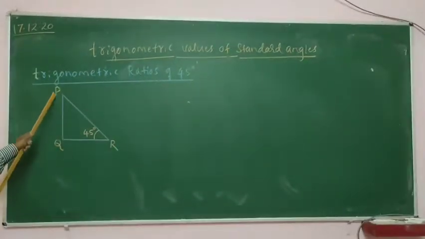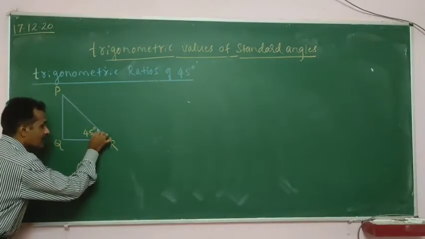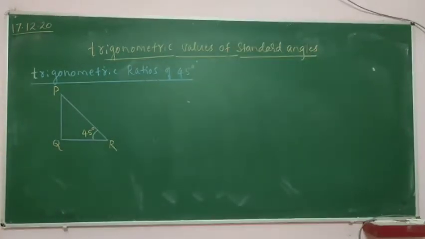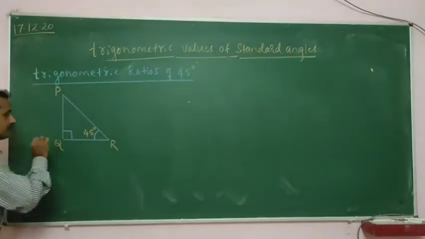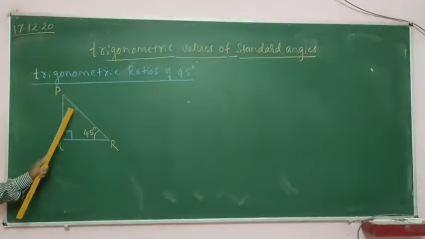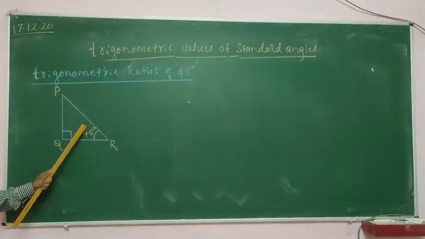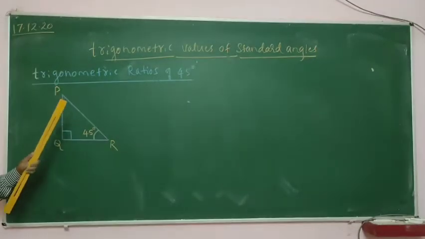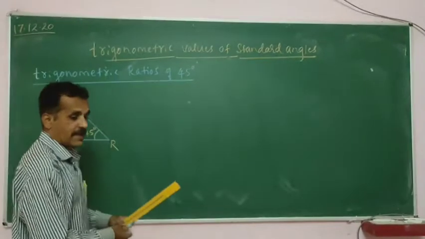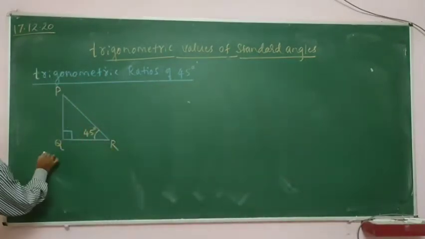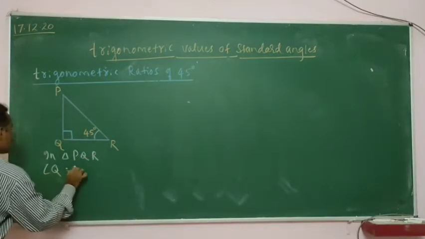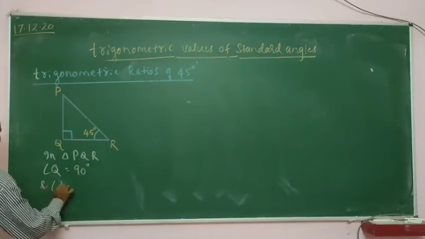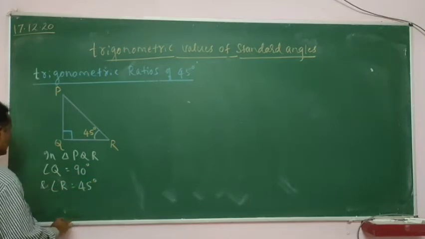I have taken a triangle PQR, and in the place of theta, I have taken 45 degree. My dear children, this is a right angle triangle. This is 90. The sum of these two is also 90. When one angle is 45, you can say the other angle is also 45. I will write that: in triangle PQR, angle Q is equal to 90 degree and angle R is equal to 45 degree.